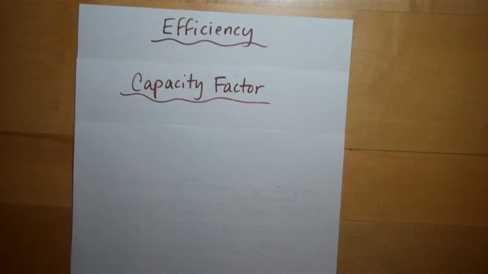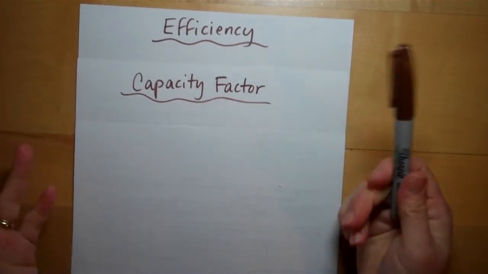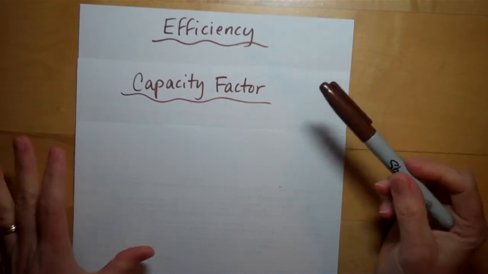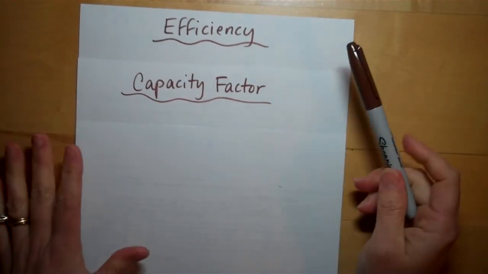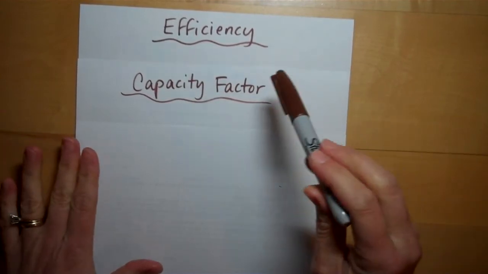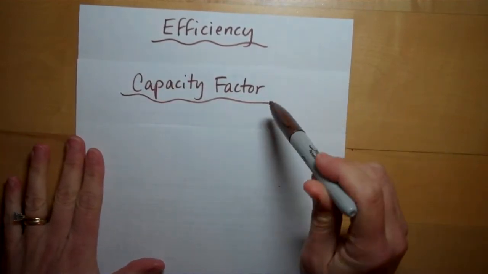Okay, in this video we're going to discuss the difference between efficiency and capacity factor. They're similar in that they both pretty much mean that a power plant's not going to be operating at 100%, but for different reasons. Capacity factor I think is easier to understand, so we'll talk about that first.